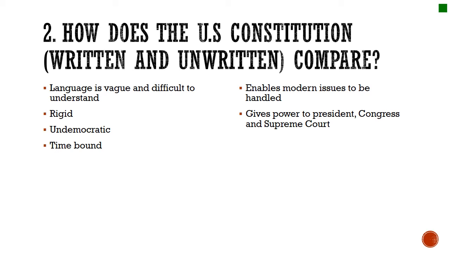On the other side, here are the characteristics of the unwritten Constitution. It enables modern issues to be handled. Like I said, the government has to do something about gay rights and the rights of veterans and all kinds of things that come up as a result of what's going on in the 21st century. An example might be the technology around having babies. There have been all kinds of cases, for example, where embryos are frozen and then people decide to get a divorce, and who then has access to those embryos?